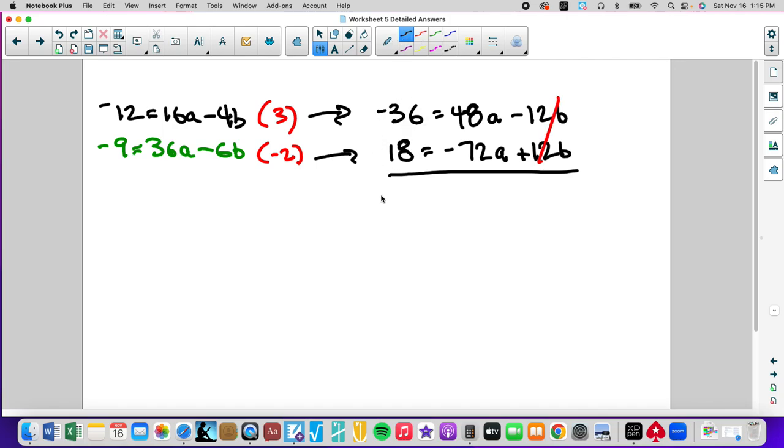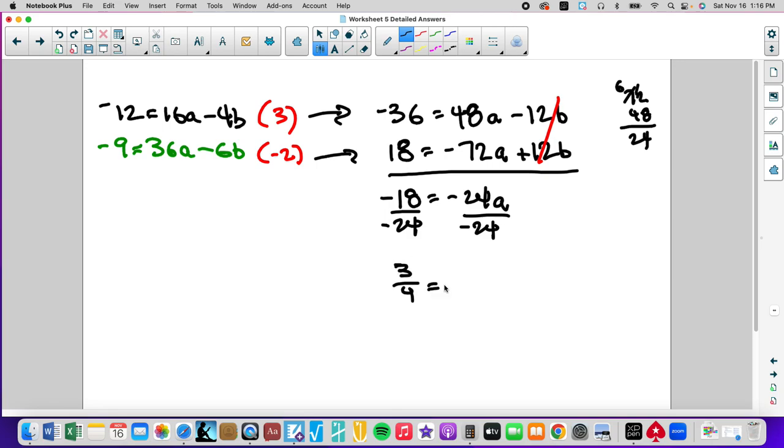We're left with, we're going to add these two. That's equal to -18 equals -72 plus 48, that's -24a. And now let's divide by -24, divide by -24, and that's going to give us -6 goes into that, no, +3/4 equals a. Pretty sure that was it.